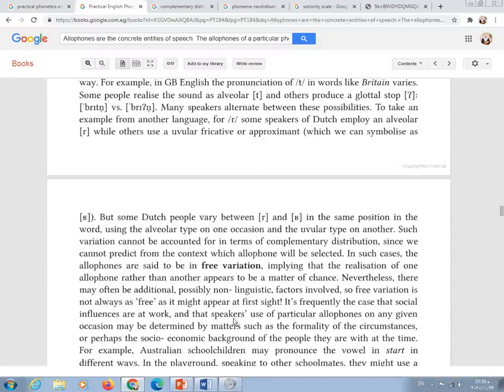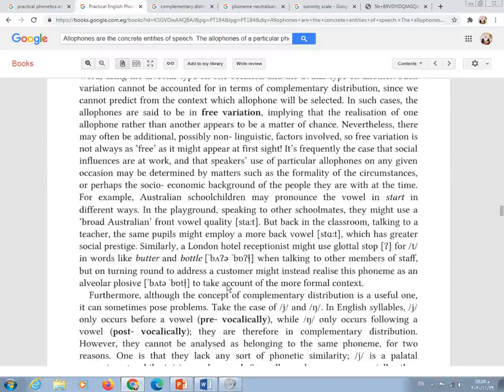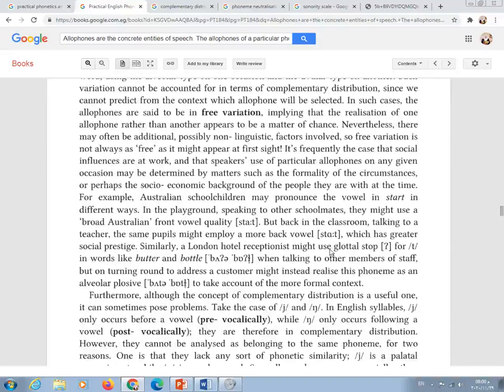Okay, we have other examples. One, for example, is between the two R sounds in Dutch and in French. They can replace one another without changing the meaning of words. And we also have another example in Australia, where Australian children may pronounce the word to start with an A. When they are playing in the playground, they say stat, and of course there is no R. And in the classroom, they say start, the standard pronunciation, which has greater social prestige.